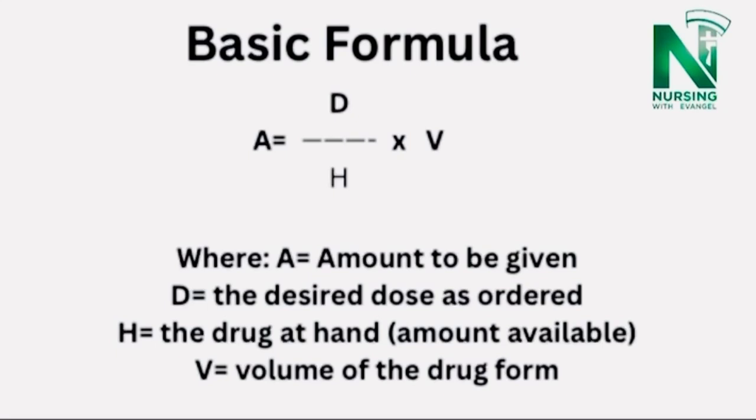Let's dive into it. We have the basic formula here that says A is equal to D over H times V. A is the amount of drug given to the patient. D is the desired dose. The H is the drug on hand. That is the presentation of the drugs, whether it comes in 5 mils, it comes in 10 milligrams or thereabouts. And V is the volume of the drugs. Is it 2 tablets? Is it 1 tablet? Or 2 milligrams per mil? So we are going to look at these parameters as we do the drug calculation.